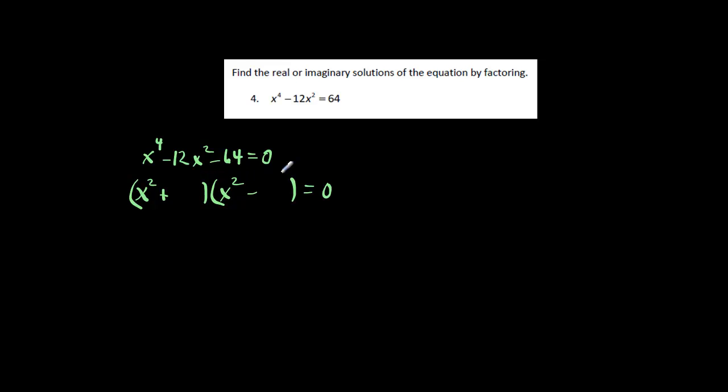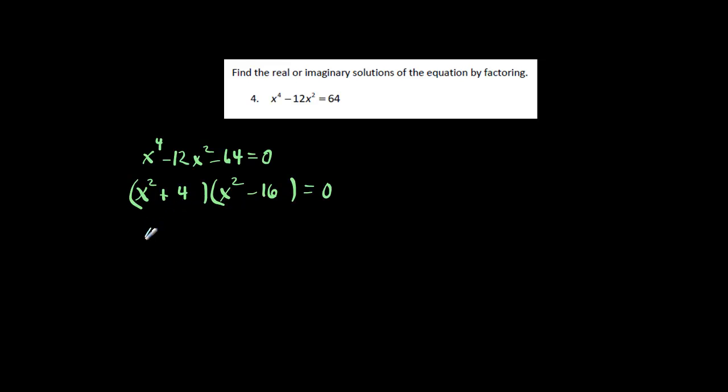So for 64, we're going to be looking at products of that. We're going to be looking at 16 and 4, it looks like. 16 times 4 is 64. -16 plus 4 would give you the -12.